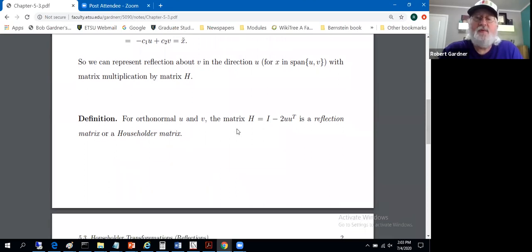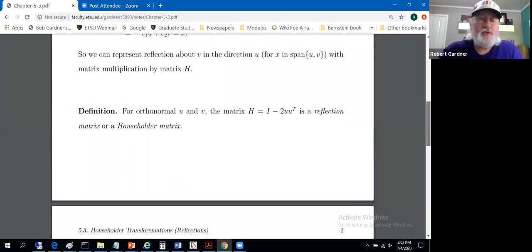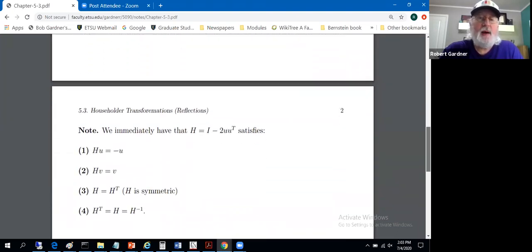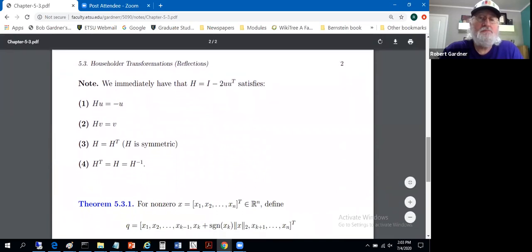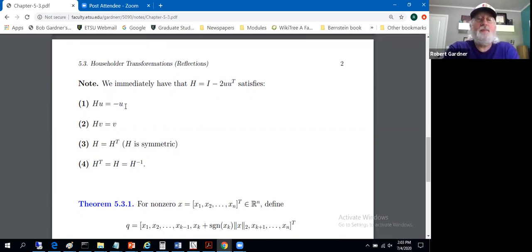For orthonormal u and v, this matrix we just defined is a reflection matrix, or a Householder matrix. That's the title of the section. Some properties of the reflection matrix: H equals I minus 2 u u transpose. H of u is negative u, being given in the setup. And H of v equals v, easily verified.